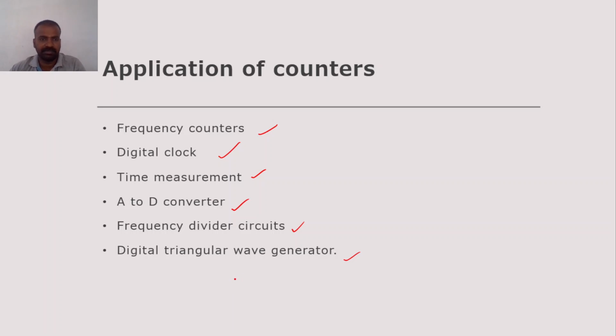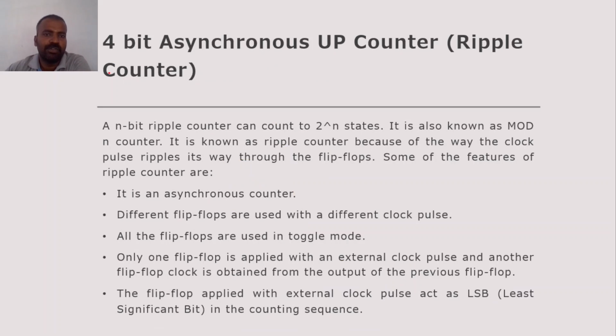Okay, fine. The first one is 4-bit asynchronous up counter. So it is always called as ripple counter. Why it is called as ripple counter? Because this is asynchronous, right? As I already said, asynchronous means the first flip-flop output will be connected as a clock to the second one, and second one is connected to the third one. So the first flip-flop output will be rippled to the second flip-flop as a clock, and second output will ripple to the third clock. That's why it is called as a ripple counter.